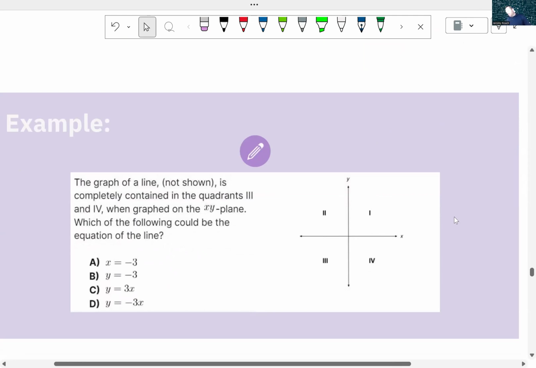The quadrants are important to know. Quadrants of the graph 1, 2, 3, 4. So it goes in a circle, starts in the upper right, and then it goes counterclockwise, the opposite way that a clock would tick.